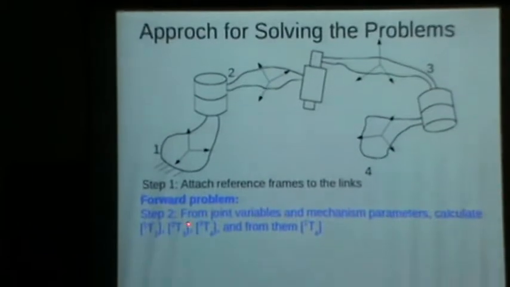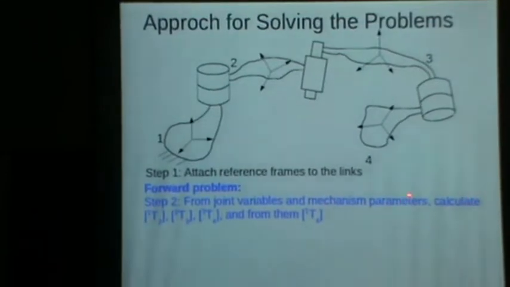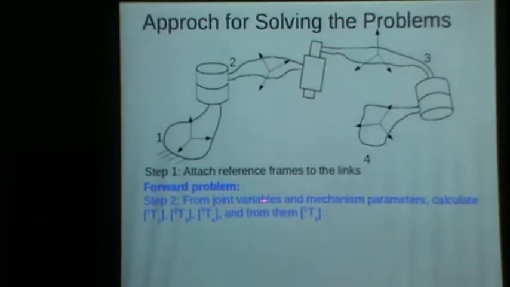Step 2, the final step in the forward kinematics, is the following. In forward kinematics, we are given the values of the joint variables and we are given the mechanism parameters. Because we know them, because these are fixed on the bodies, we can find out the relationship between this and this, this and this, and this and this. They are nothing but the transformation matrix from 2 to 1, 3 to 2, and 4 to 3.